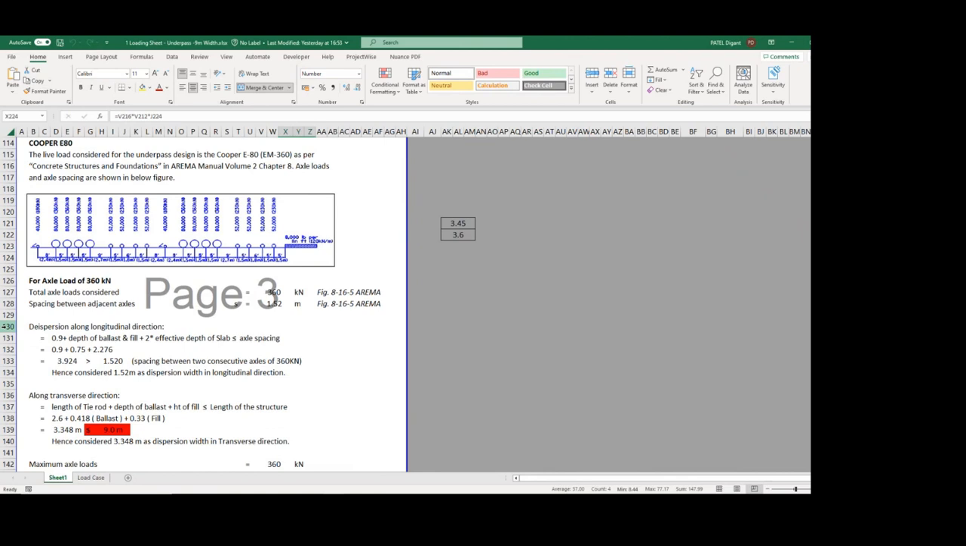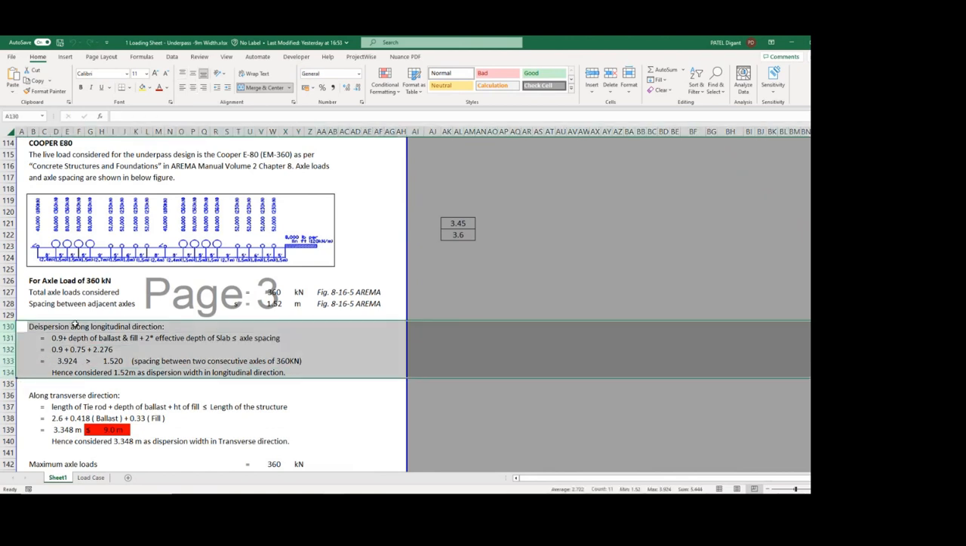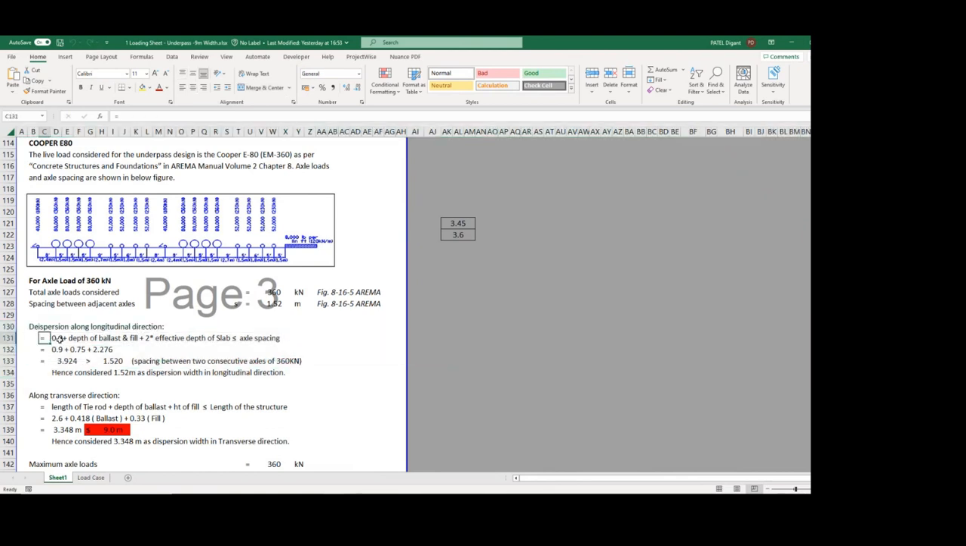Let's see how we have calculated it. Basically, the dispersion along the longitudinal direction, whatever is written in the code: 0.9 plus depth of ballast plus fill plus 2 times effective depth of slab should be less than or equal to the axle spacing. By calculating this way we get this value. Just don't focus on this number; this is basically for your understanding. So if we get dispersion in the longitudinal direction higher than the axle spacing, we will use 1.5 as the dispersion width.